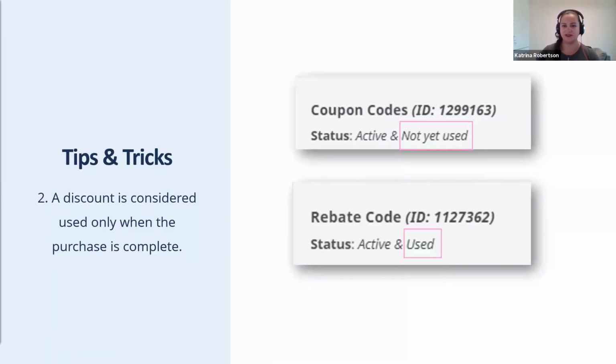As a follow-up to the first tip, the second one is a discount is considered used only when the purchase is completed. So that means that if it's just been added to the cart in step one of the checkout, it is not considered used. So you can go and make modifications. Once we see the status as active and used, that means the whole checkout process has been completed.